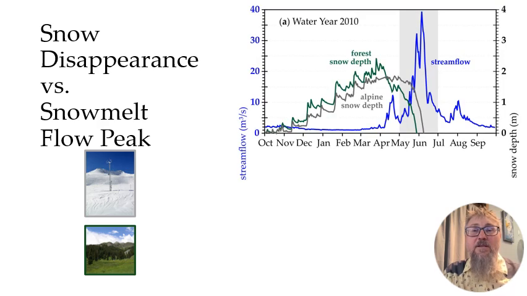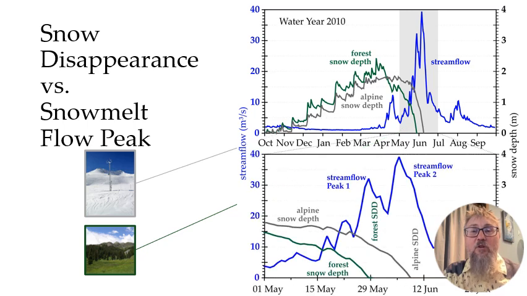We're looking at a sample year here. We've got streamflow in blue. We've got the forested snow depth measurement here in green. We can see there's more snow depth, but it melts out sooner. And then we have the alpine site in gray. And we hypothesize that the first peak matches with the forest meltout, and the second peak matches with the alpine meltout.